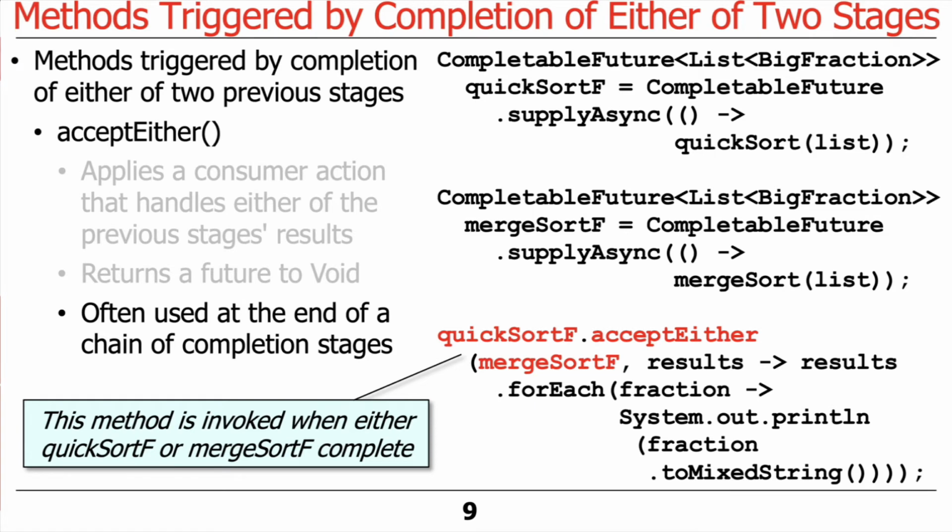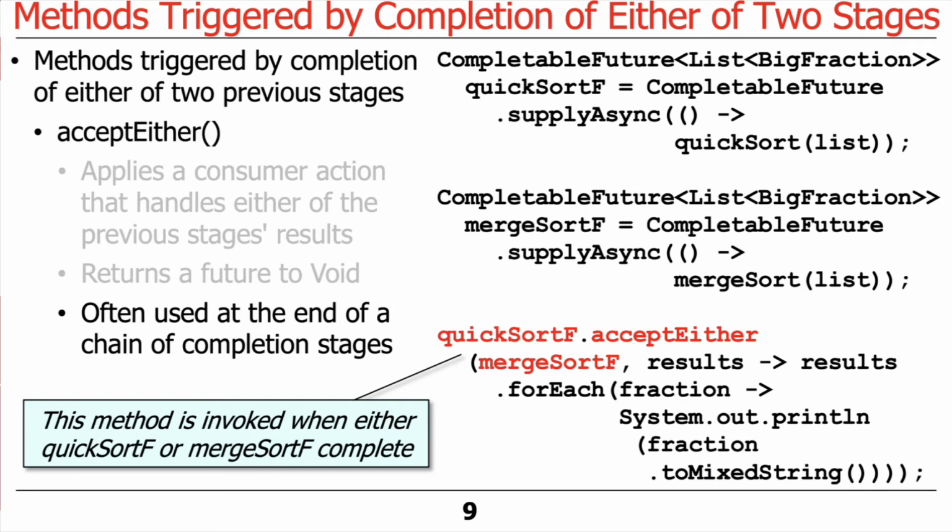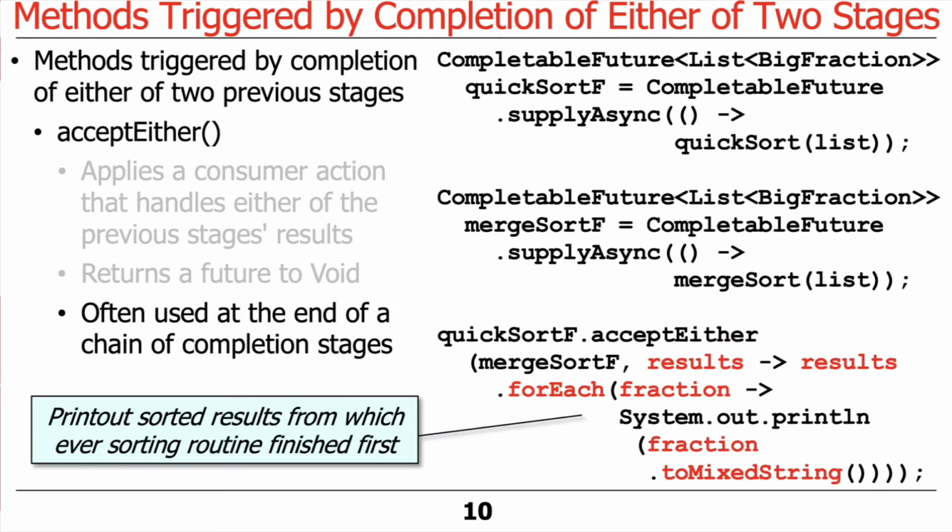Then we do the magic with acceptEither, and we basically say, whichever one finishes first, we're going to take those results and print them out in sorted order. So this says, if the quicksort future finishes first, take the results of the quicksort. If the merge sort CompletableFuture finishes first, take the results of the merge sort. You don't really care. You just want whichever one gets done first. Then down here, we take the results, which is this list, and for each element in the list, we print out the element as a mixed string. So this is a great way of circumventing 20 to 50 years of theoretical analysis of the asymptotic time complexity of different sorting algorithms by just running a bunch of them in parallel and picking the one that finishes first.